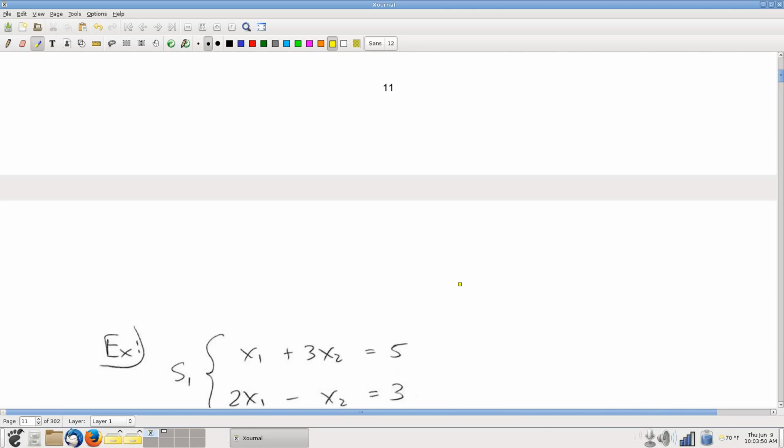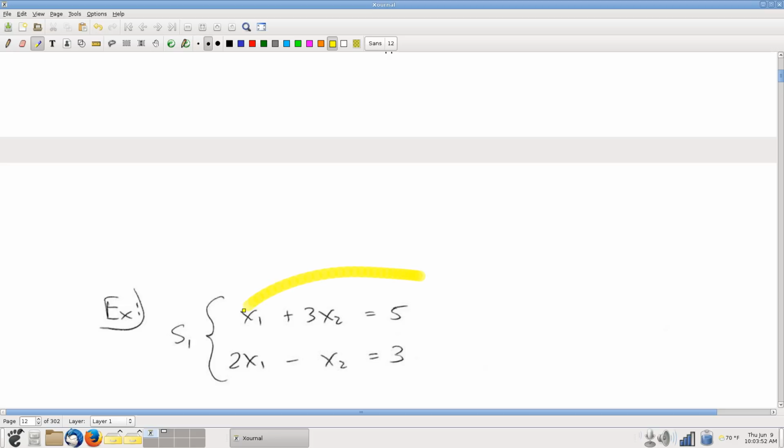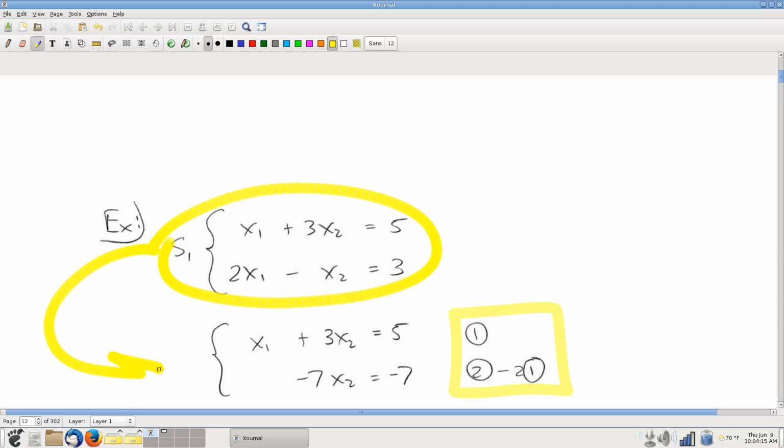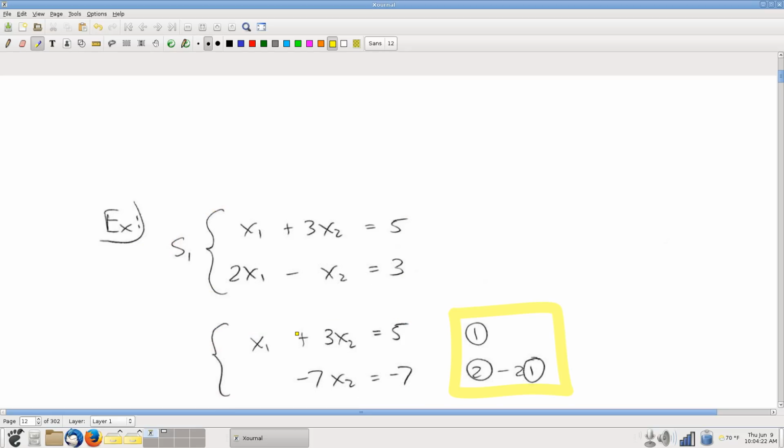So let's see an example of what this looks like in practice. So here is a system of equations. Now again, it's two equations. We're not thinking of that as two equations. We're thinking of this as a single thing. That is just a single system we're going to call S1. All right, now here I have done an elementary equation operation, and that elementary equation operation turns this system into that system. So now let's look at what this elementary equation operation was.